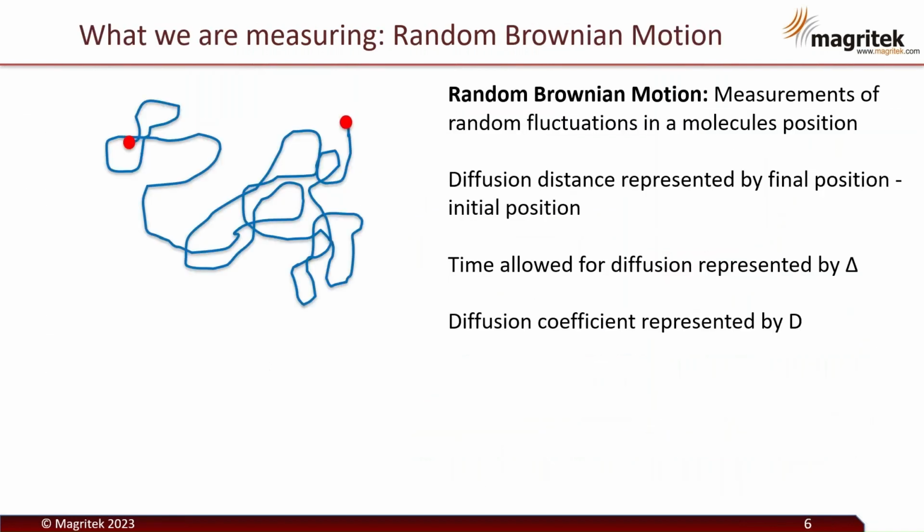So what are we measuring with these measurements? We're actually studying random Brownian motion, which is really just random fluctuations of a molecule's position in time. The diffusion distance here is represented as the final position of this red dot. As it takes a random walk, it ends up at the end of its course, and that distance is defined as its final position minus its initial position. We know the time it takes for this diffusion to occur, as that's represented in our experiments as this big delta coefficient. And with those 2 parameters, we're able to calculate a diffusion coefficient, which is typically represented as this large D throughout this presentation.